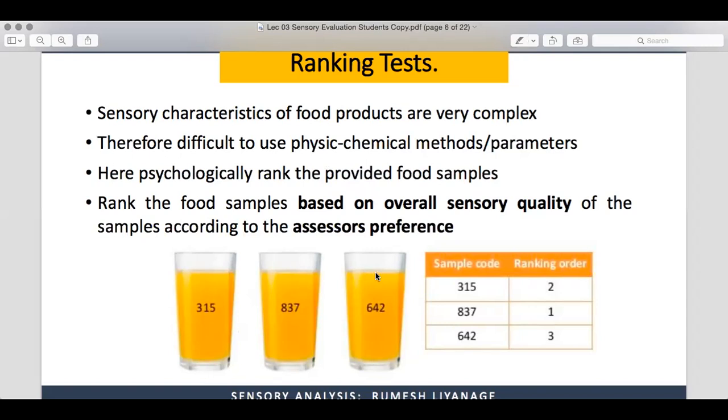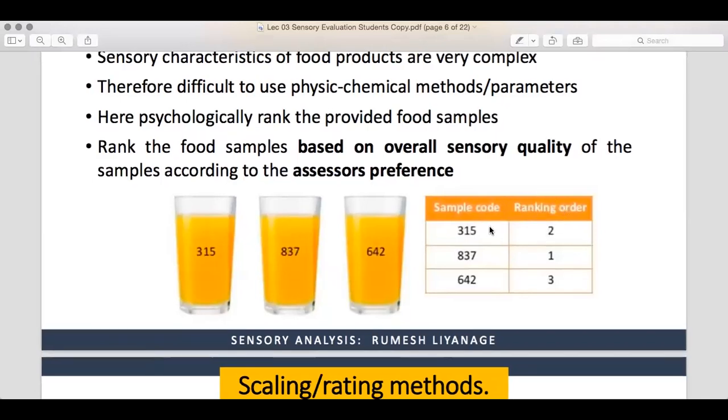We are using overall sensory quality. You know the attributes, color, flavor, texture, smell, different attributes are there, but here we use the overall method, which is a little bit different. Then we can rank. The best one is 837, then 315 second, and the last one is 642. Finally, it is possible to get all the results, analyze them and easily select the best sample.